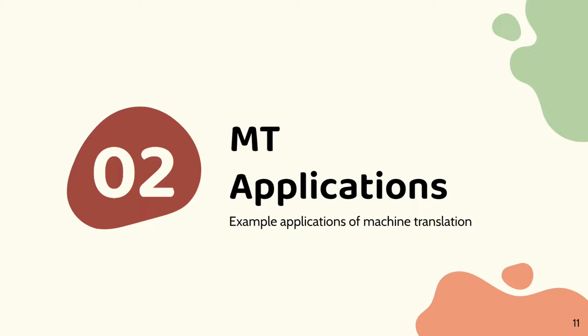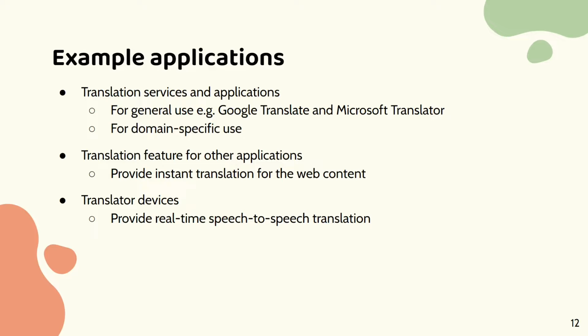Now, let's see how can we use machine translation. Firstly, we can use it to create a translation service or application. Create a service like Google Translate or Microsoft Translator, but in your own version. We can also create an application that targets only at some specific domain. For example, if you create an application for a law firm, your application might focus mainly on translating legal documents or legal terms, something like that.